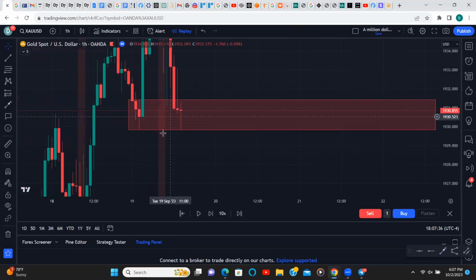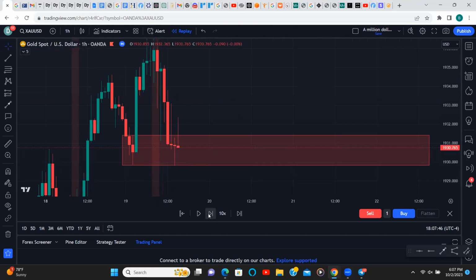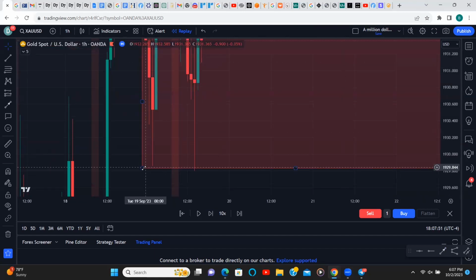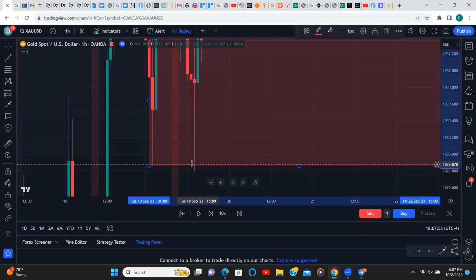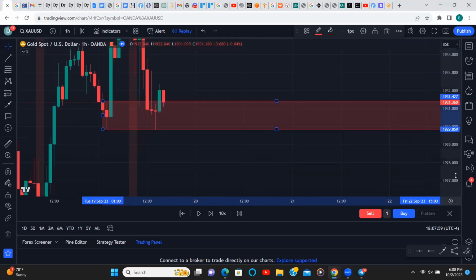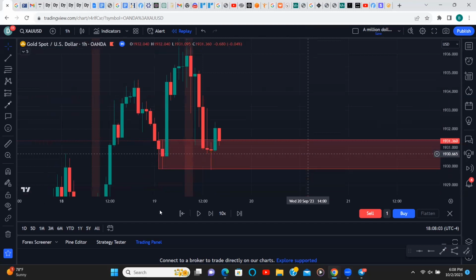Look what price does though. Price gets below this demand zone, and this is pretty much the higher low. It's a higher low right here overall. But look what happens. Price sweeps it. We see the wick closing below the demand zone. This is what you call a sweep. Structure has been swept. This order block has been swept.